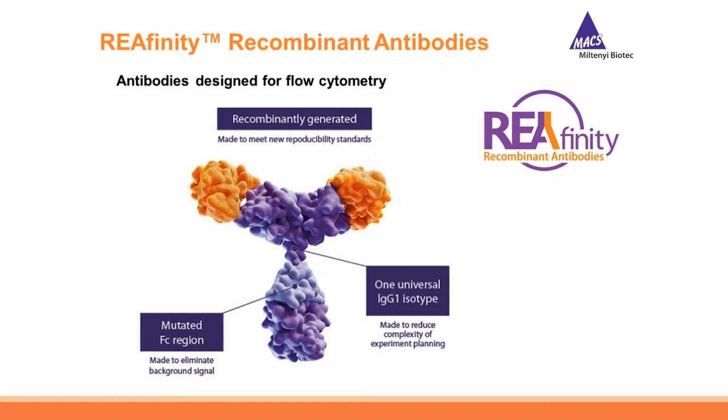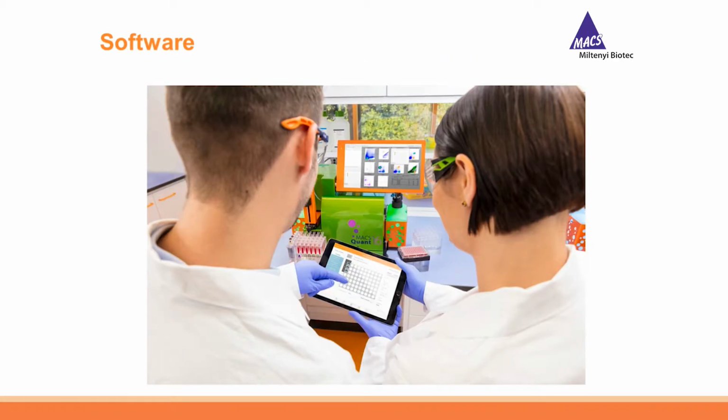These antibodies are defined on the genetic sequence, which also ensures lot-to-lot consistency. The antigen binding regions are specified and validated for flow cytometry, and further, we use a universal IgG1 isotype backbone to simplify your experiment. Additionally, the Fc region is mutated to eliminate the background noise of the Fc receptor. This makes our REAffinity recombinant antibody a reliable and consistent choice.